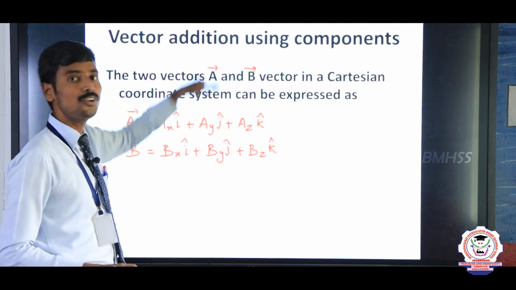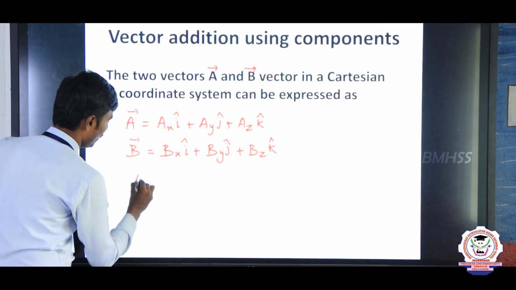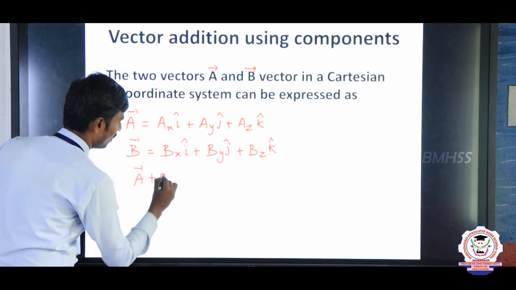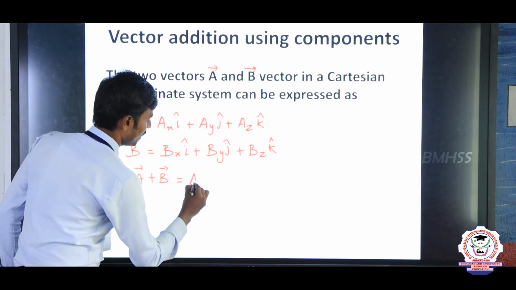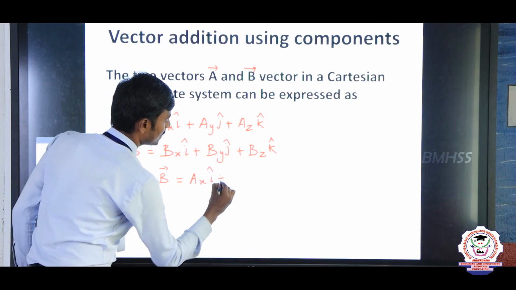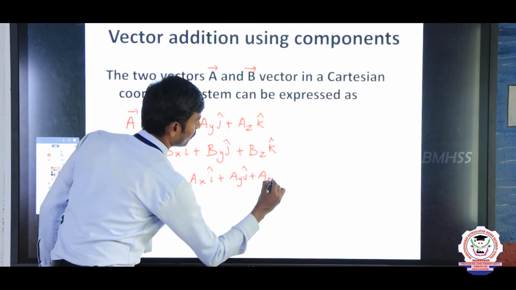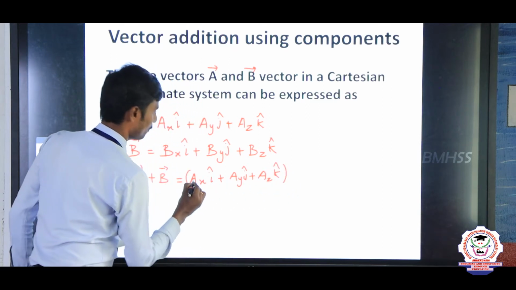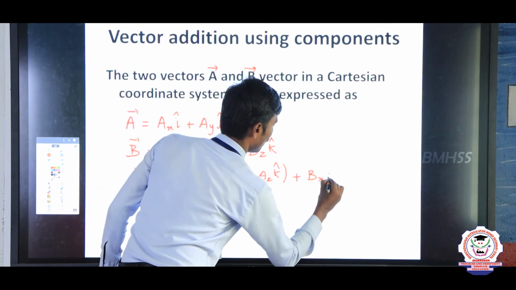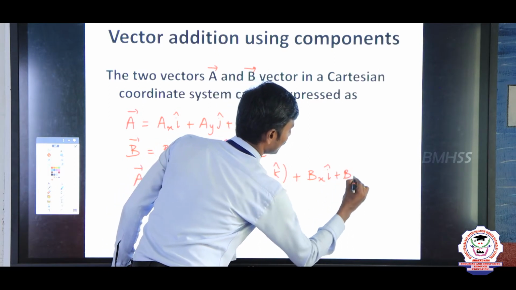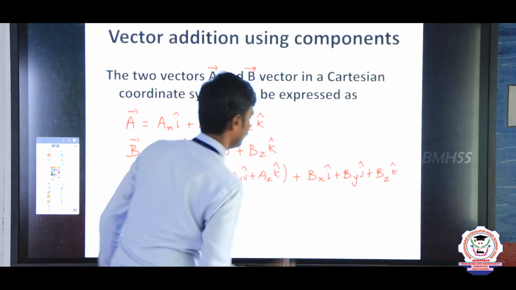Now addition of two vectors using the component method. Component means three components. So adding these two vectors, A vector plus B vector: adding A, which is Ax i cap plus Ay j cap plus Az k cap, plus the B vector, Bx i cap plus By j cap plus Bz k cap.